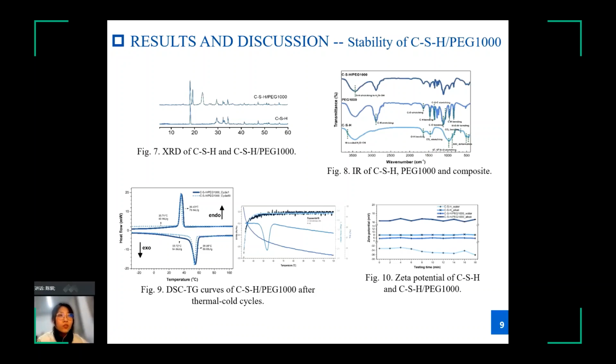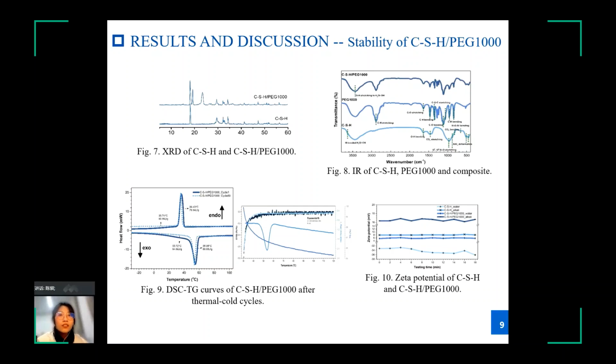Until temperature reached 120 degrees, the mass loss rate of CSH-PG1000 composite is less than 5%. This shows that it has good thermal stability and environmental adaptability. The thermal stability was tested for 50 thermal cold cycles. It is remarkably noted that the form-stable CSH-PEG1000 shows good thermal reliability and bonding stability regarding its slight change in phase change temperature and latent heat.